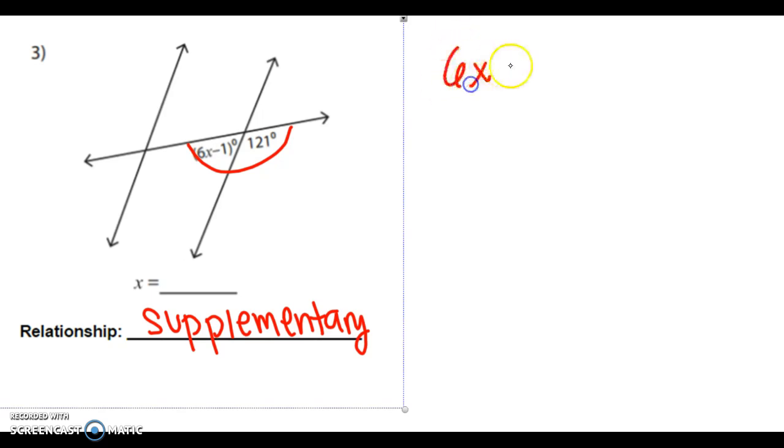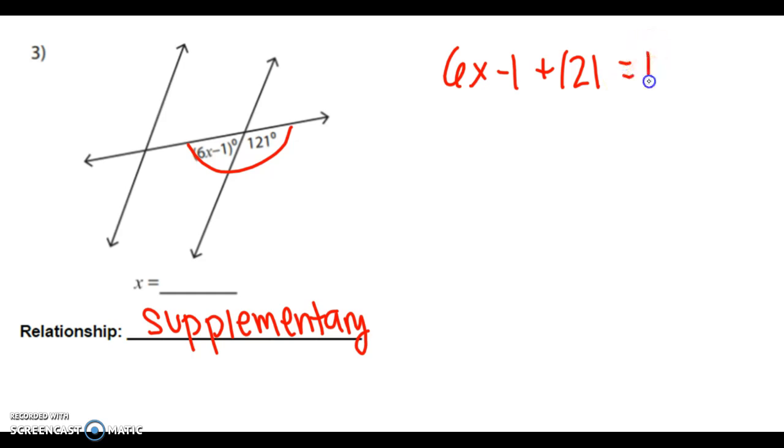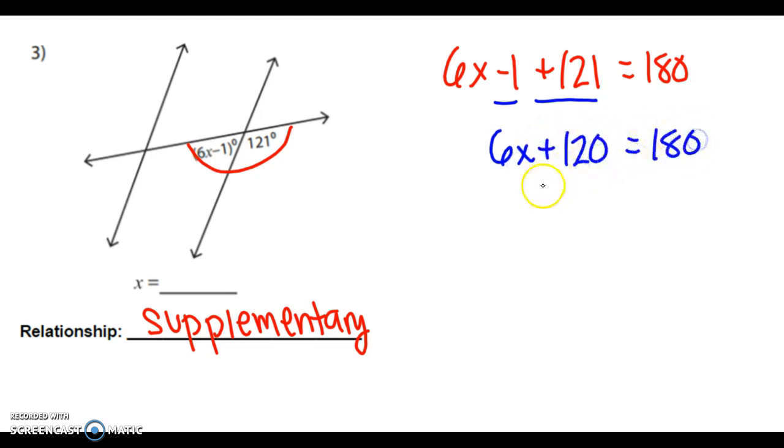If you set everything up, you were just combining these angles, setting them equal to 180. Really the signs are the most important thing at this point because we have 6x minus 1 and we have a positive, or we're adding it to 121. So when we combine those, we now have 6x plus 120 equals 180. So if you made that mistake, go back and correct that now, please.